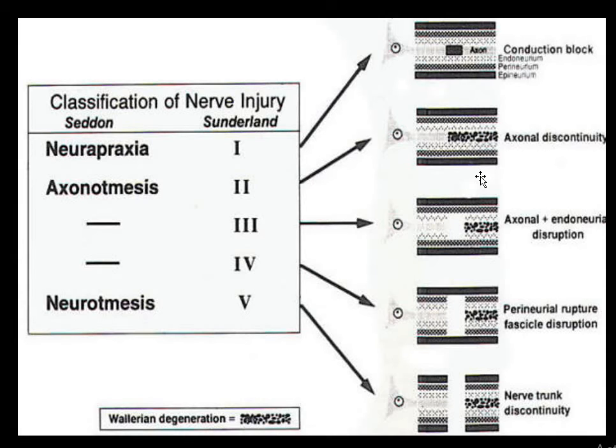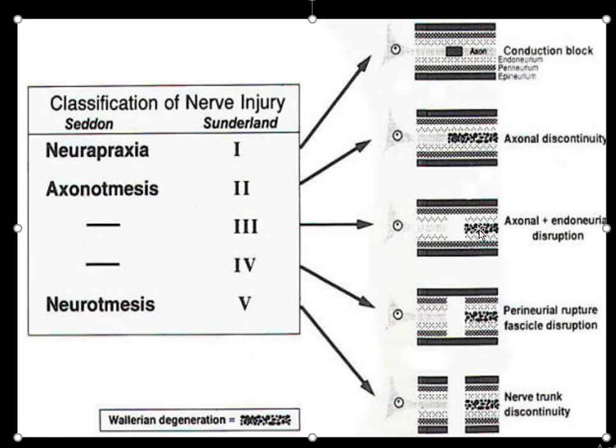This is the picture showing Wallerian degeneration. In simple neuropraxia, there will be conduction block, so there will be complete recovery. In axonotmesis, the axons will be damaged. You can see the axons here which are partly damaged, so there will be axonal discontinuity. In third degree Sunderland classification, there will be axon plus endoneurium disruption.